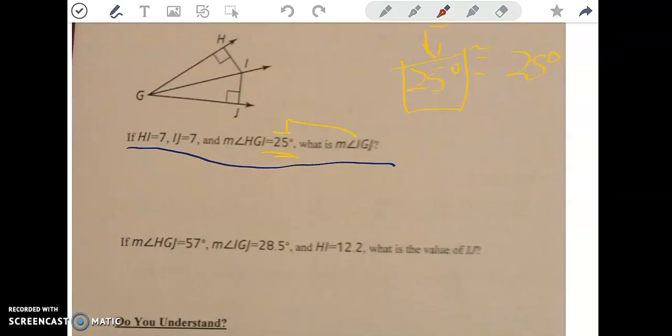Alright, so I've cleared it off for the next problem because we're using the exact same diagram for this one as well. HJG is 57 degrees.